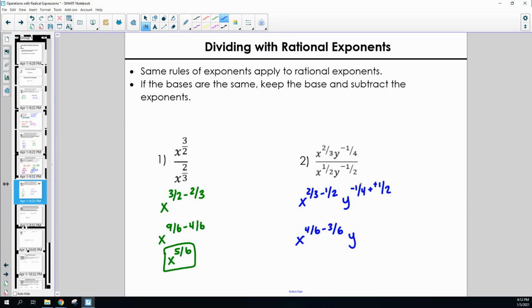For the y, we have a common denominator of 4. So the first one we can keep as negative 1/4, but we're going to change the 1/2. We're going to multiply it by 2. So this becomes 2 over 4. So now I'm just going to do 4/6 minus 3/6, so I have 1/6. Negative 1/4 plus 2/4 is going to give me 1/4. So x to the 1/6, y to the 1/4.